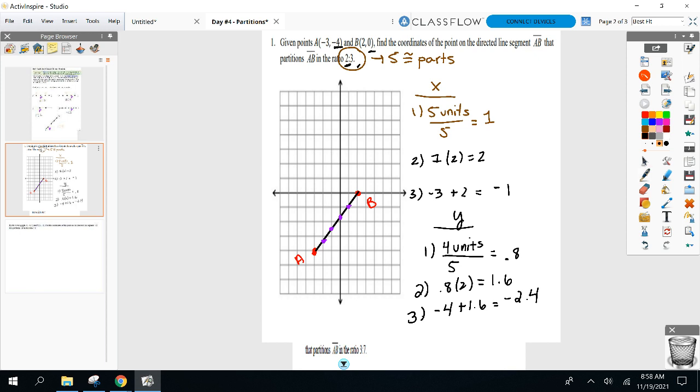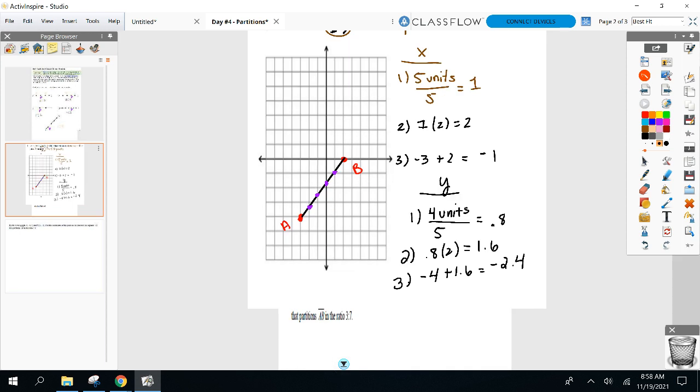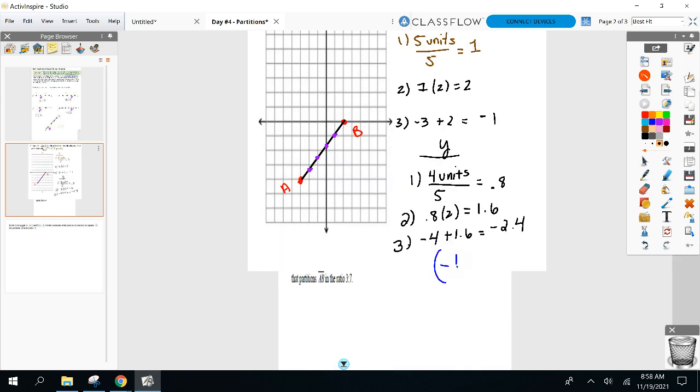So where was my point that broke it up into a ratio of 2 to 3? -1 on the x-axis and -2.4 on the y. Do a quick check. Is that point on my line? It better be. Is that point on my line segment? -1, -1, 2, and about 4. Yeah, look at right there. We could find it on the graph, but we couldn't find probably the exact coordinate without doing the algebra behind it.